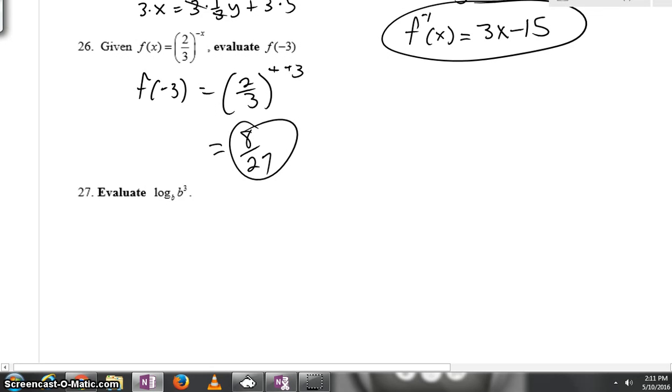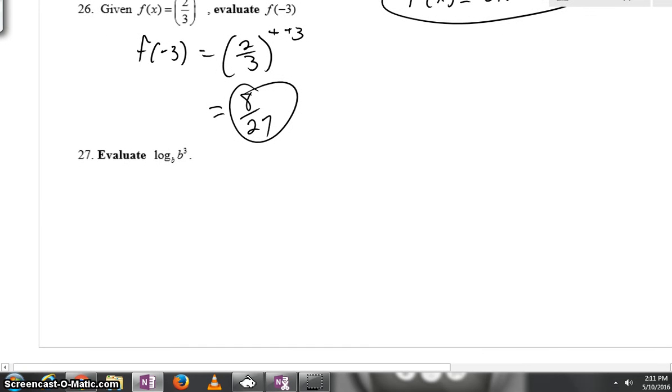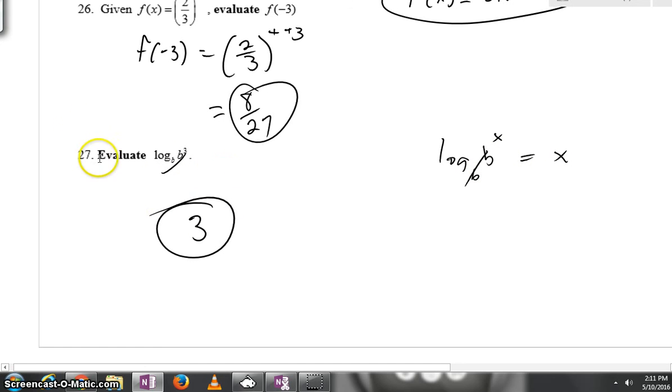For number 27, as we're taking a look here, log base b of b to the third. Hope you remember a wonderful property that if you had log base b of b to the x, that just cancels out to an x, meaning our answer here is just a 3. So that wraps up page 5.